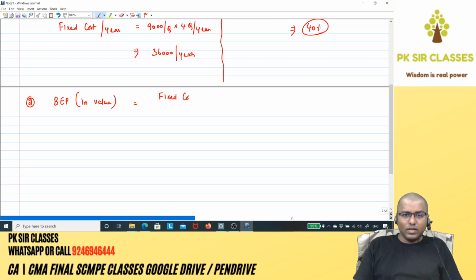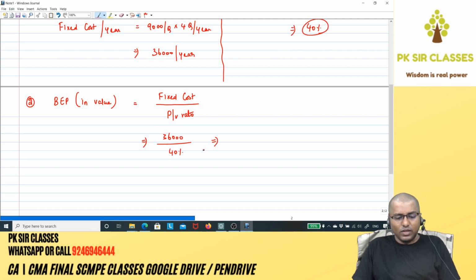It is fixed cost divided by, if I want the answer in rupees, I cannot divide it with contribution per unit. Instead, I have to divide it with contribution percentage, which is nothing but PV ratio. Fixed cost per year we have calculated is 36,000, divided by PV ratio, which is 40%. So 36,000 divided by 40% comes around 90,000. You got the point? 90,000 rupees is the BEP in value.